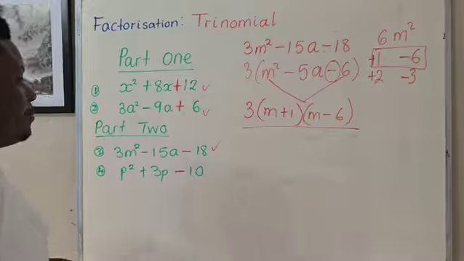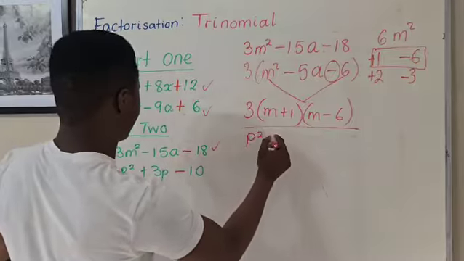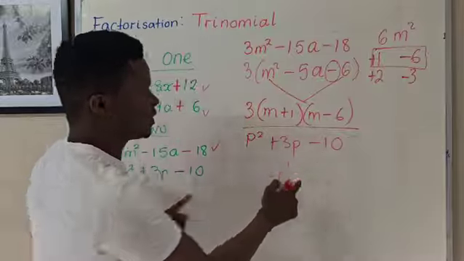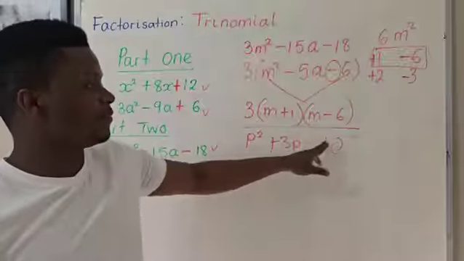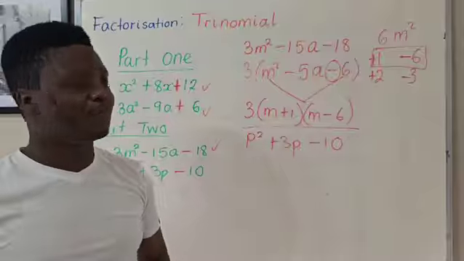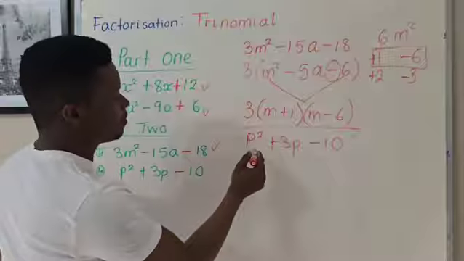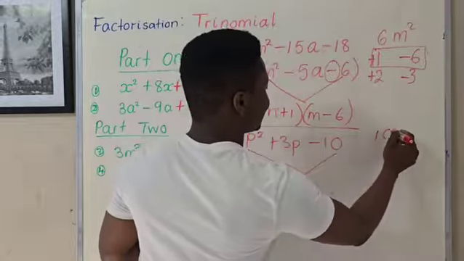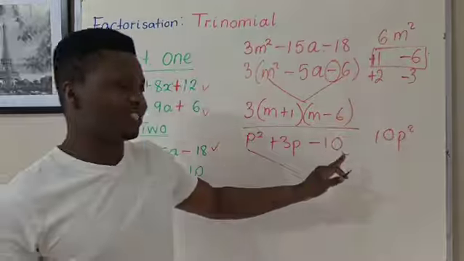Let's do another example right here, which is p squared plus 3p minus 10. Remember, we're interested in factorizing now in this segment where the sign of the last term is negative. So what do we do? First step, take out the highest common factor. In this case, there is no highest common factor. And since this is a trinomial, multiply the first and the last. And when I multiply these, I get 10p squared. Don't worry about the negative for now. Just multiply the first and the last.